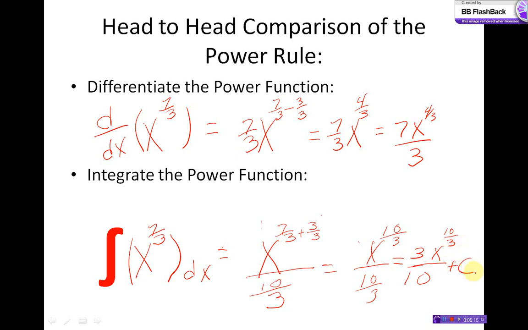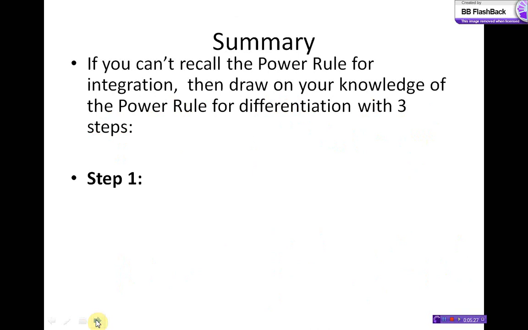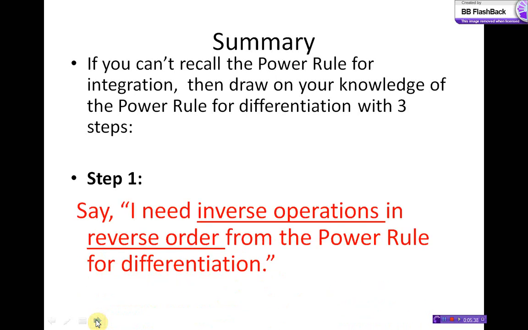Okay. Now let's go and just do a summary here. The summary is, if you can't recall the power rule for integration, then draw on your knowledge of the power rule for differentiation with 3 steps. Step 1 is just remind yourself that you're going to say, I need inverse operations in reverse order from the power rule for differentiation. Okay, that's just to orient you, remind you.